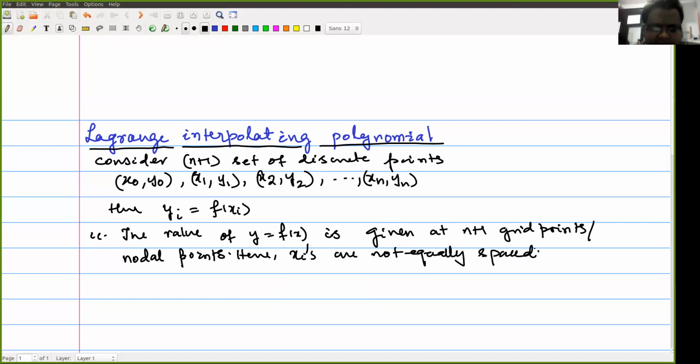In the previous class we saw that the Newton forward and backward difference interpolation formulas are based upon equally distributed points. But the Lagrange interpolating polynomial is used to compute the interpolating polynomial in which the grid points are not equally spaced. Then we'll learn about Newton's divided difference interpolation formula.